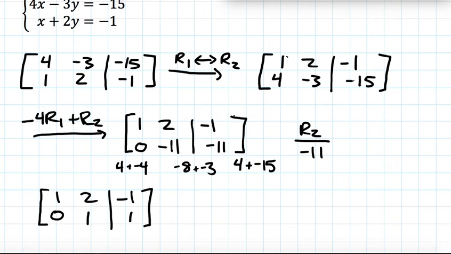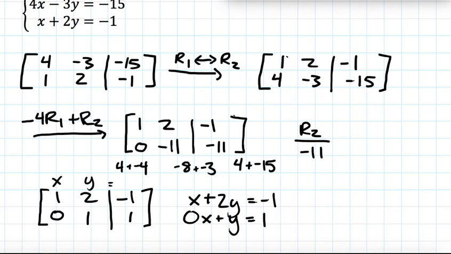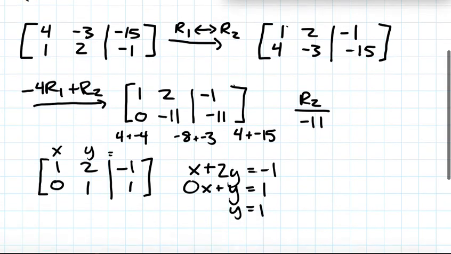I'm going to put this back into equations. So it's going to be, remember this is x, y equals, so it's going to be 1x, or just x, plus 2y equals -1. Now for the bottom row, this is 0x plus y equals 1. 0x is just 0, so this can be simplified to just y equals 1.